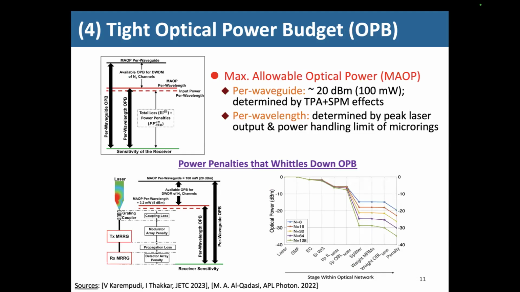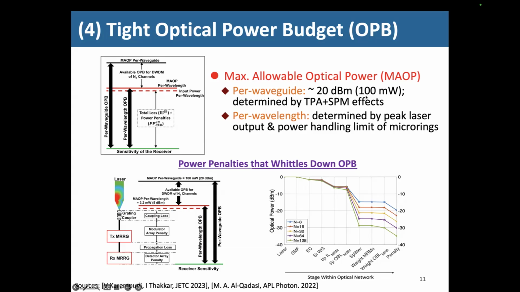So all these losses and power penalties are related. They interact with each other because of a tight optical power budget, right? The floor of the power budget depends on the sensitivity of the receiver. It could be the thermal noise floor, or maybe the shot noise floor, depending on what power ranges you're working in, and what the noise level in the system is. So that's the noise floor. But the ceiling of that optical power budget is not infinite, right? There is a maximum limit to the allowable optical power for a waveguide, and there is a limit to power per wavelength as well.